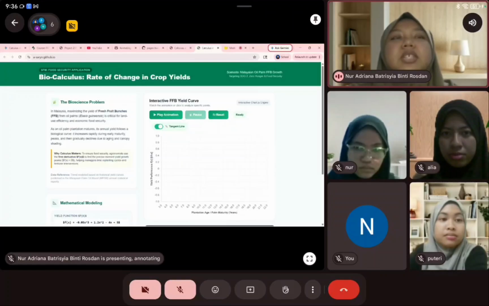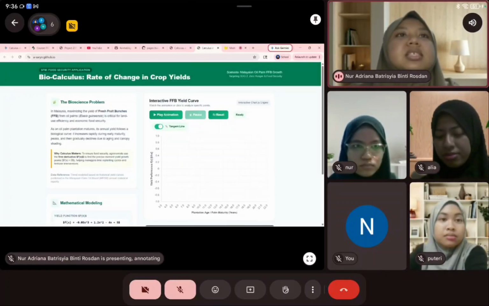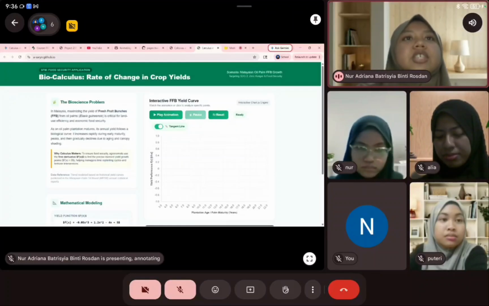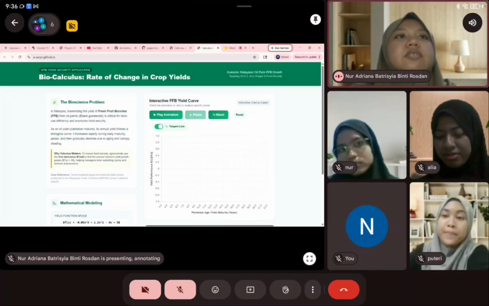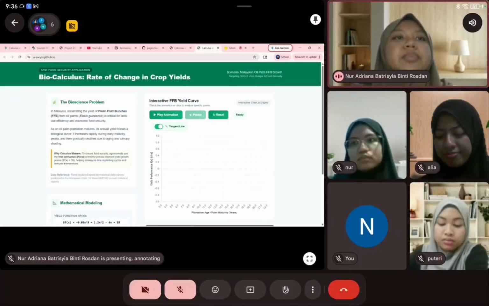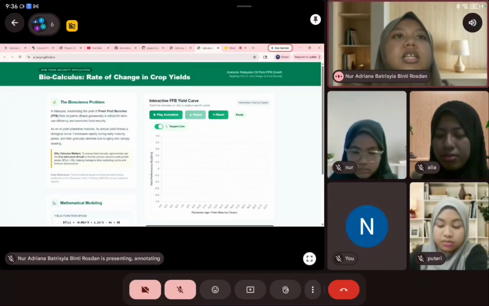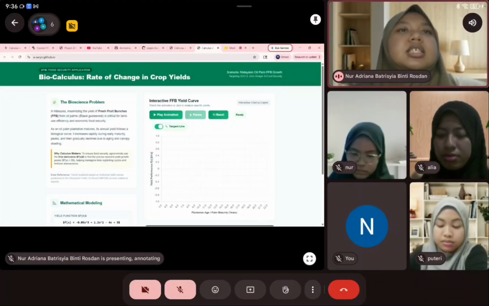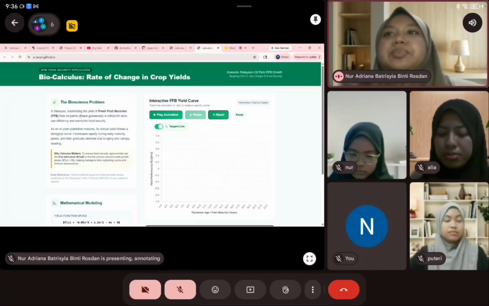So the summary of the bioscience problem is: in Malaysia, maximizing the yield of fresh fruit bunches (FFB) from oil palms is critical for land use efficiency and economic food security. As an oil palm plantation matures, its annual yield follows a biological curve. It increases rapidly during early maturity, peaks, and then gradually declines due to aging and canopy shading.